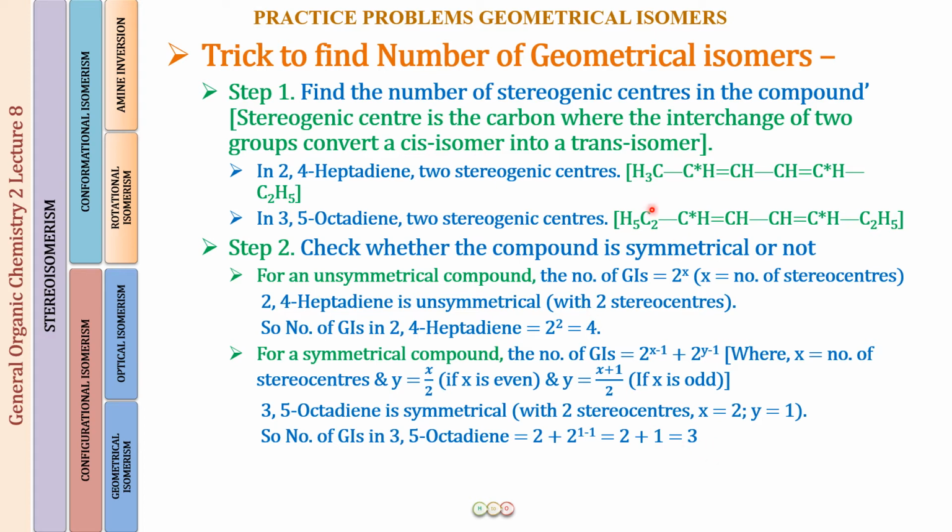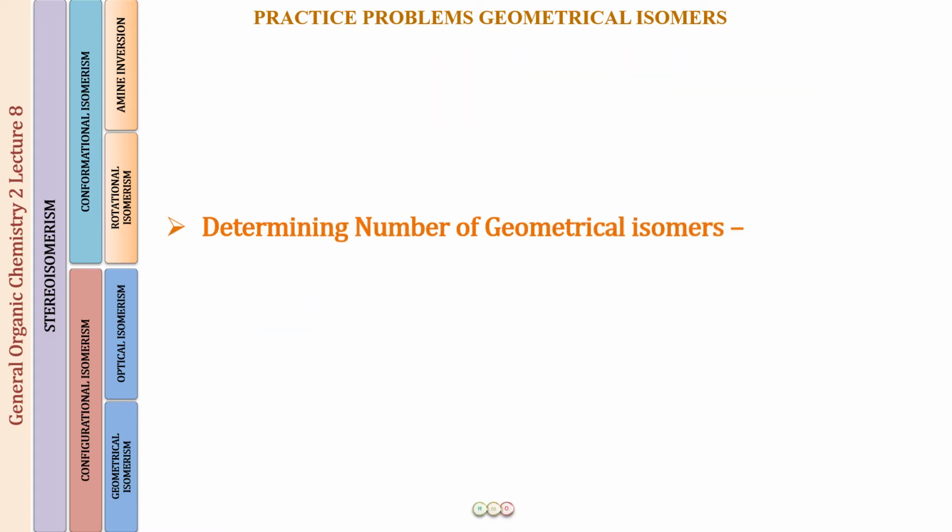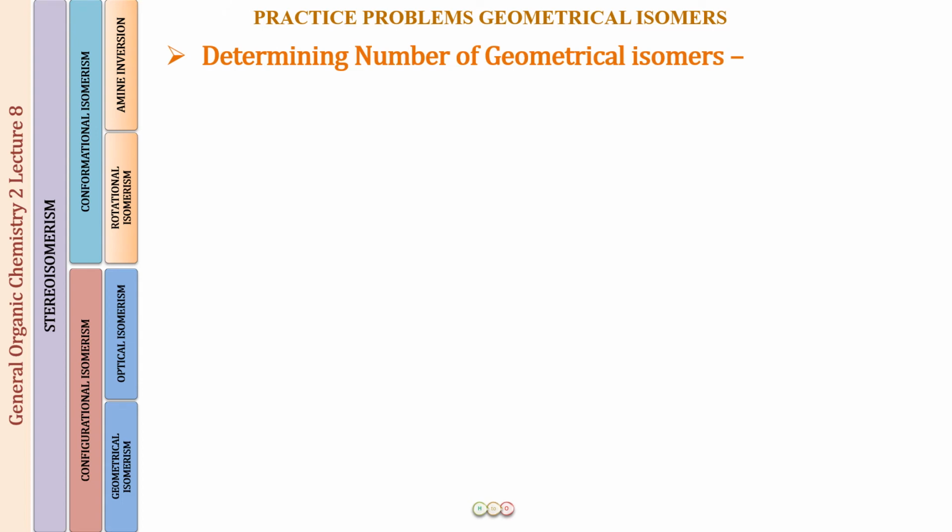So when we had 2,4-heptadiene, we got 4 and when we had 3,5-octadiene, we got 3. But now we do not have to draw the structures. We do not have to compare each and every structure whether it is same or not. We can just simply apply a formula and get our answer. I think it is easy enough, not at all difficult. You just have to remember the formula, for sure. So now that we know the trick, let us use the trick and do a few questions.